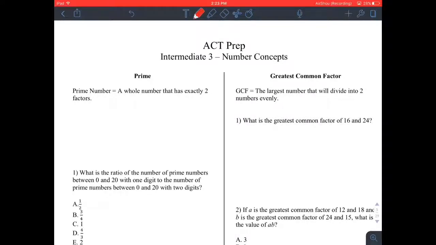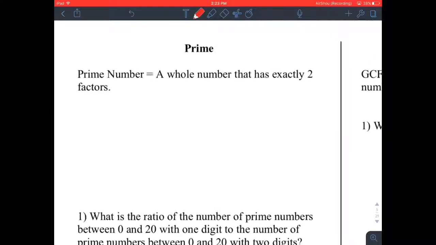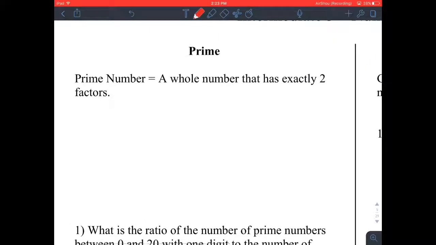On the intermediate 3 lesson, number concepts. First, talk about prime numbers. A prime number is a number that has exactly 2 factors. For example, 7 only has 2 factors, 1 and 7. 11 only has 2 factors, 1 and 11.